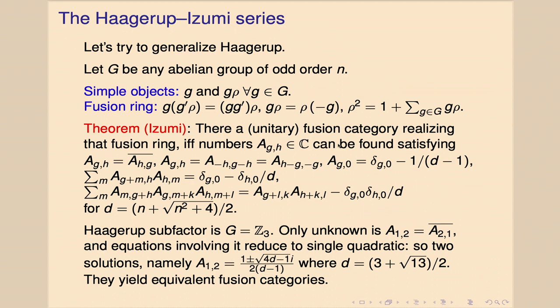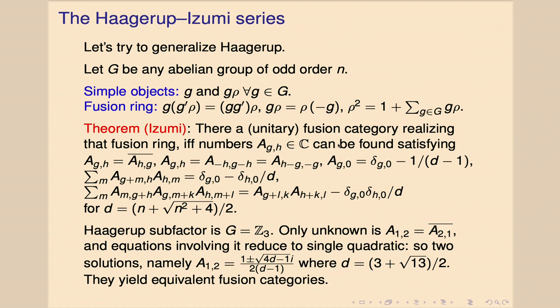Then you get a fusion category. Now, Izumi looked at Z mod 3, of course, the whole group case, and there you can see for yourself there's only one unknown, it's A12. If you know this, everything else is determined. And the equations quickly collapse to just a quadratic equation, and it has this as a solution. Again, there's a plus or minus. But in this case, the plus and minus solutions correspond to equivalent fusion categories. So you get one fusion category, and it's the whole group.